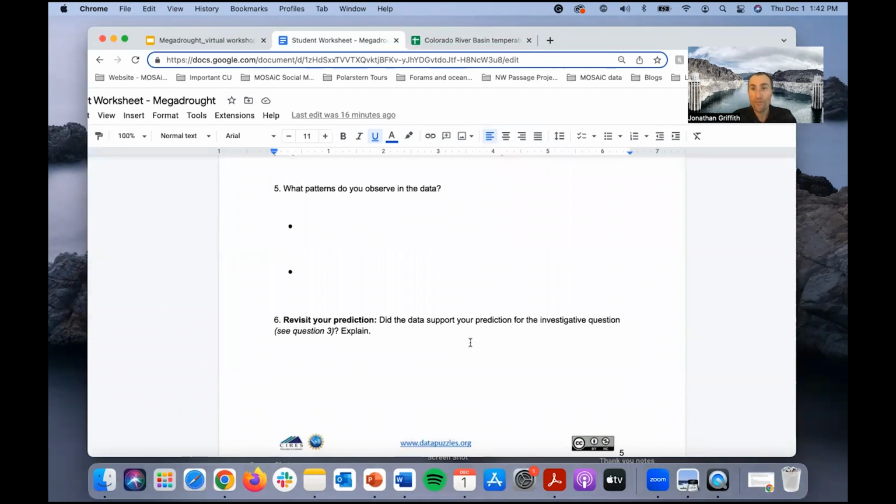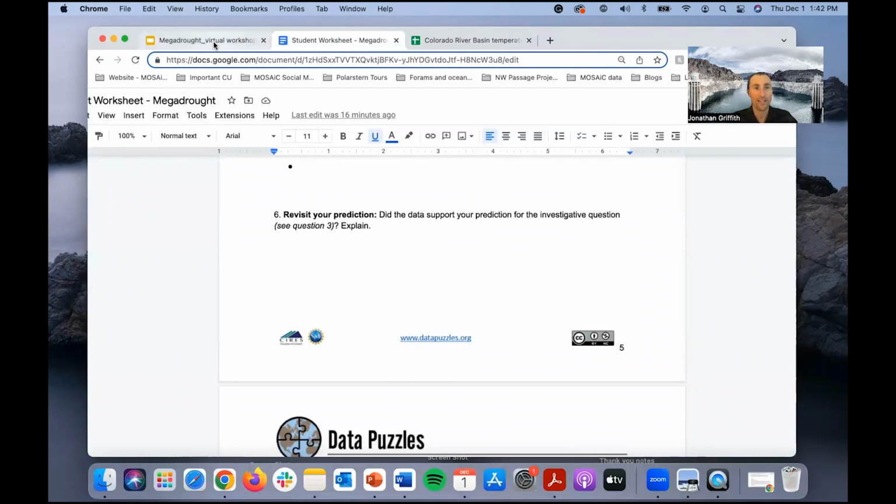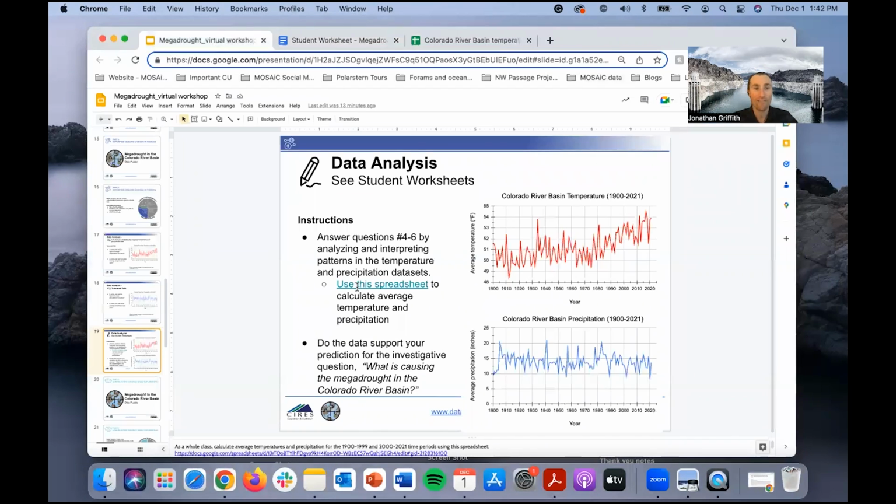Once students have revised their prediction for the investigative question, it's time to move on to the final practice, constructing evidence-based explanations, where they take everything that they've learned from the interactive reading to this data analysis task and construct an explanatory model for the unit driving question.